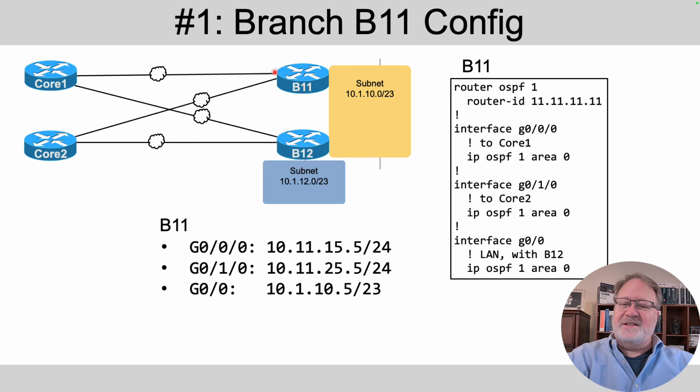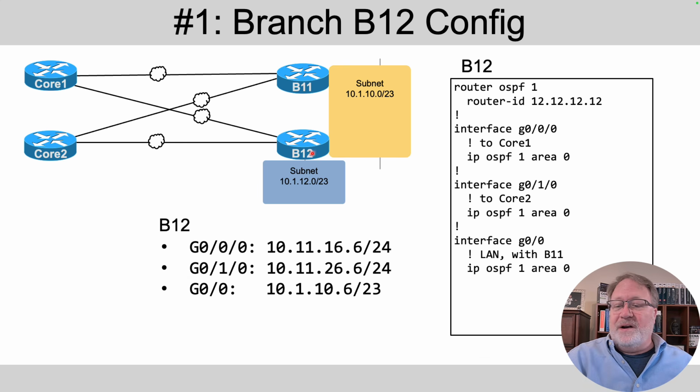So B11 has these 2 WAN interfaces. So we see the subcommand under the 2 WAN interfaces. And you can't see it in the drawing, but there's a link to the switch. So that's the G0/0 interface over here on the right. And that's the one connected to the LAN. And there's OSPF enabled there.